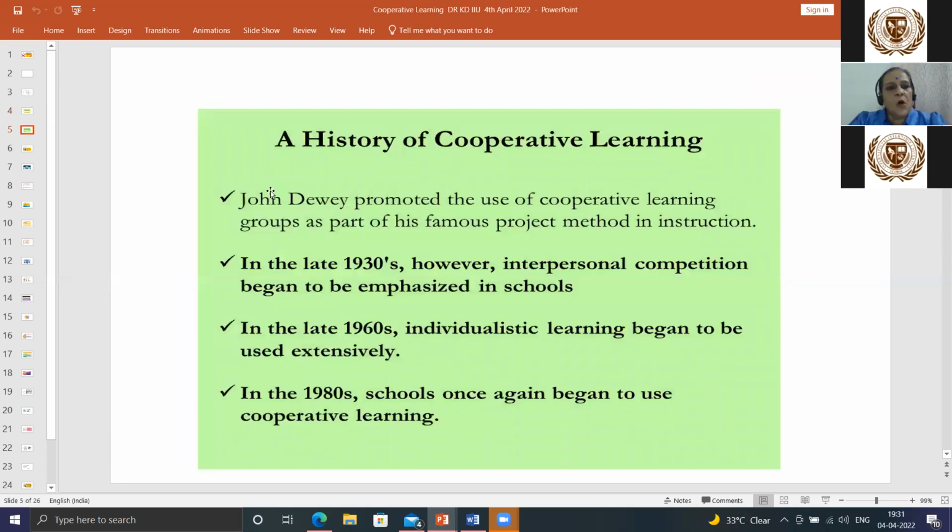Then a history of cooperative learning. John Dewey promoted the use of cooperative learning groups as a part of his famous project method in instruction. In the late 1930s, however, interpersonal competition began to be emphasized in schools. In the late 1960s, individualistic learning began to be used extensively. In the 1980s, schools once again began to use cooperative learning.